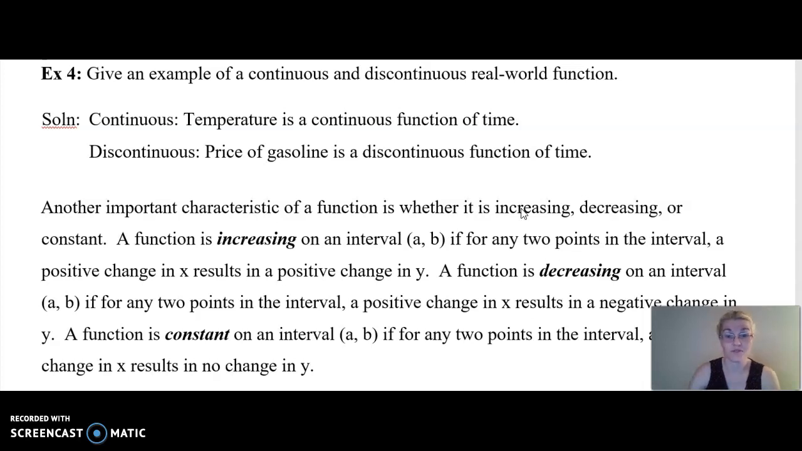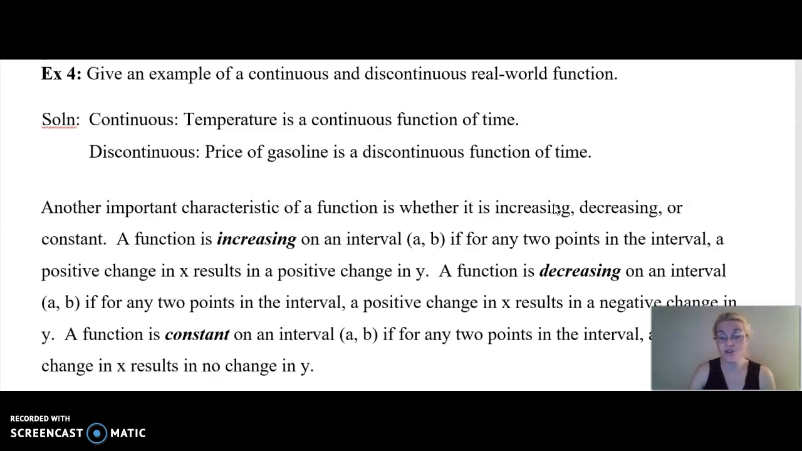All right, so we are going to finish talking through our honors pre-calculus section 1.2 part A class notes. We left off in the last video talking through real life examples of continuous and discontinuous functions. And if you don't remember, go back over that video, look at the solutions that I posted in our Google shared drive. But right now we're going to talk about another important characteristic of a function, which is how it is changing as x changes.